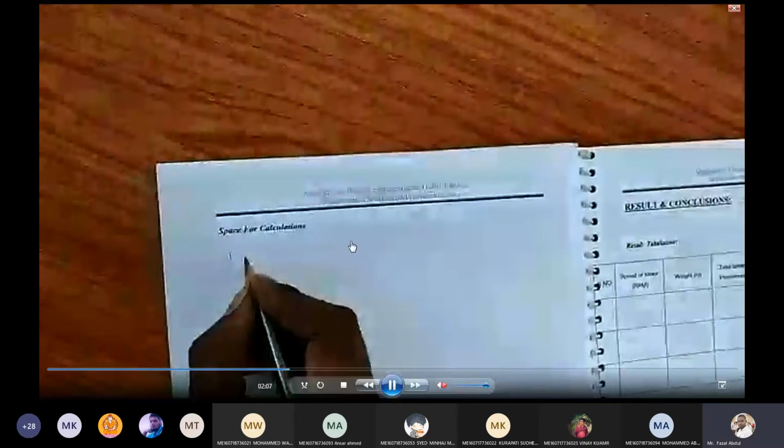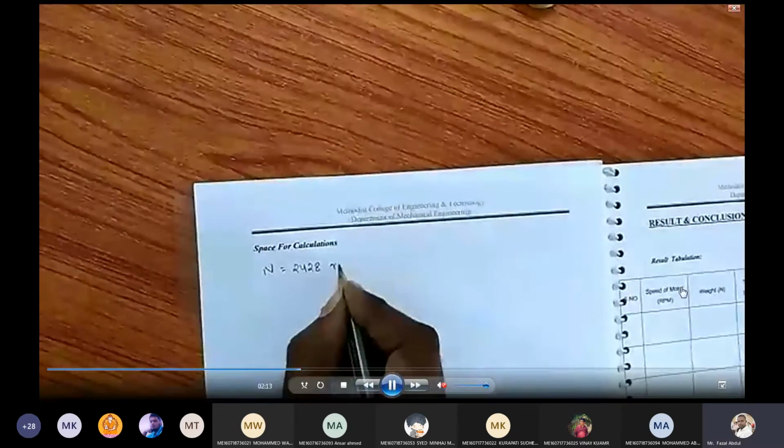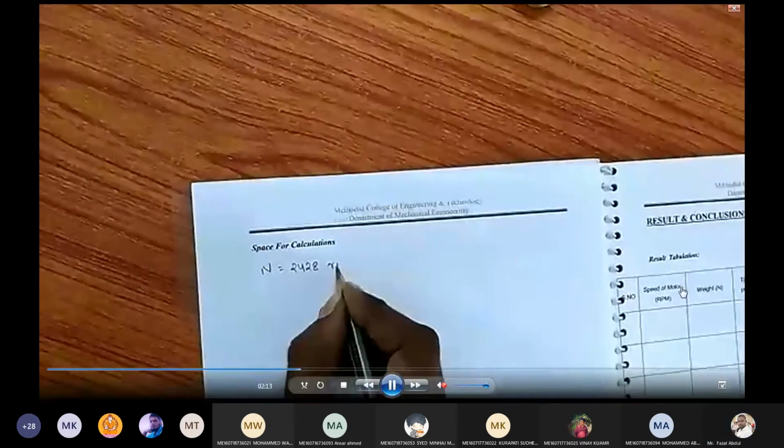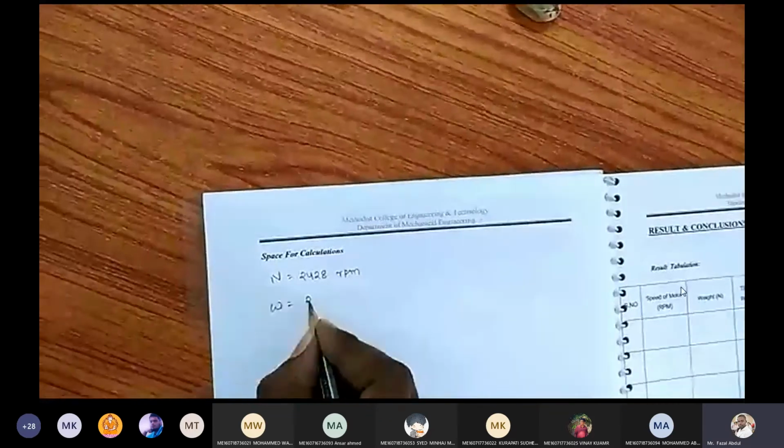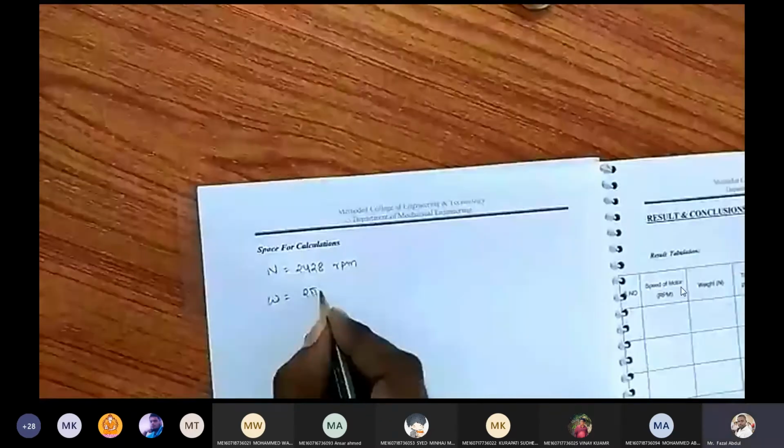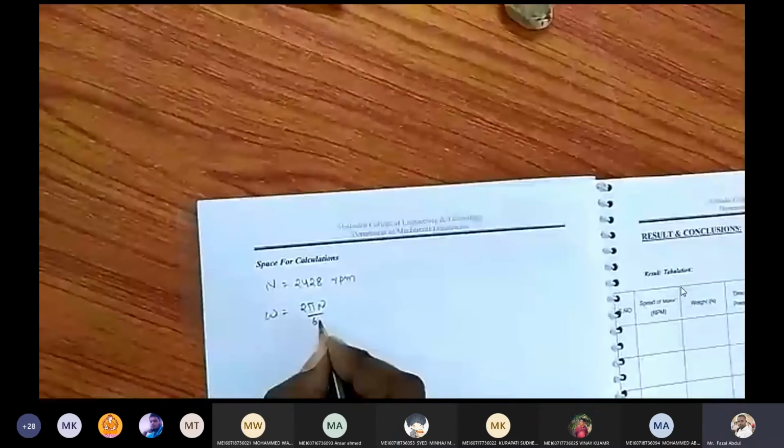Speed we got from the tachometer is 2428 RPM. With this, we can calculate omega as 2 pi N by 60, in radians per second.